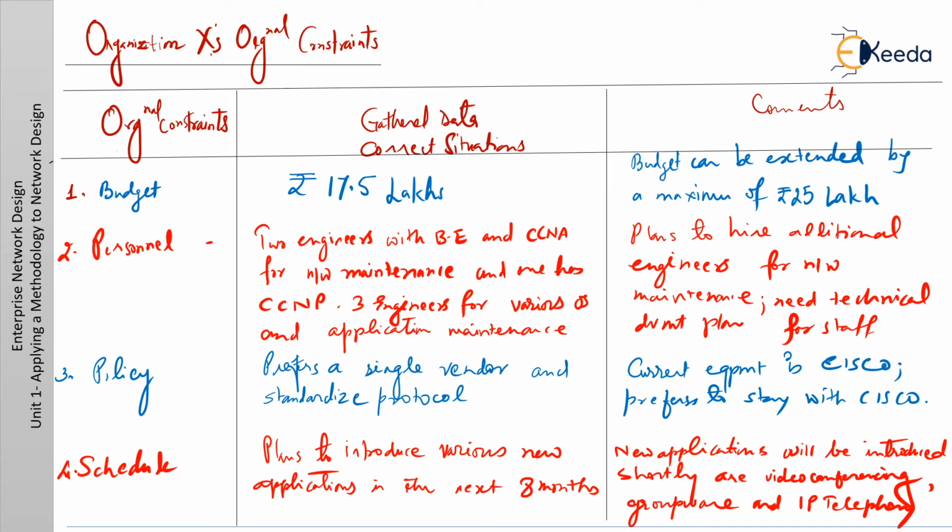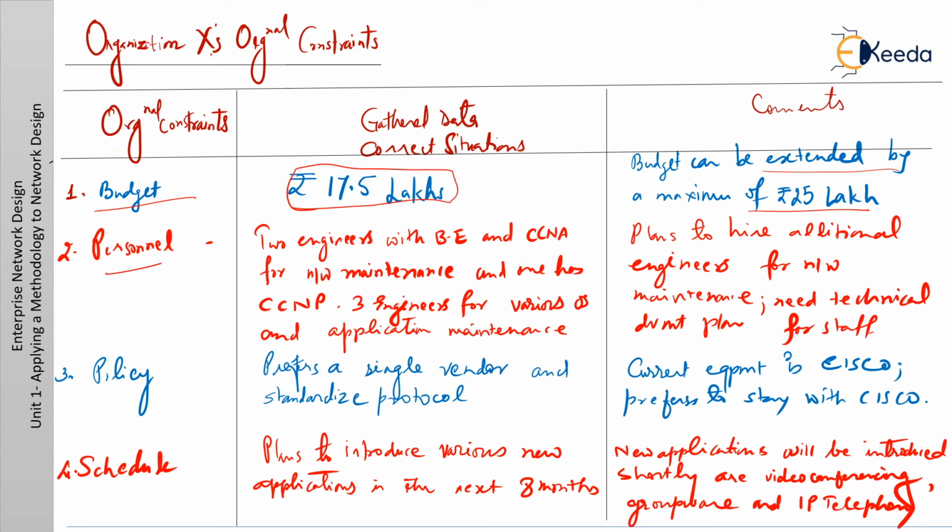Organizational constraints include, first, budget. The budget is 17.5 lakh rupees. The budget can be extended by a maximum of 25 lakh. Then personnel. In the case of personnel, two engineers with BE or BTech and CCNA for network maintenance, and one has CCNP, Cisco Certified Network Professional. Three engineers for various operating system and application maintenance.